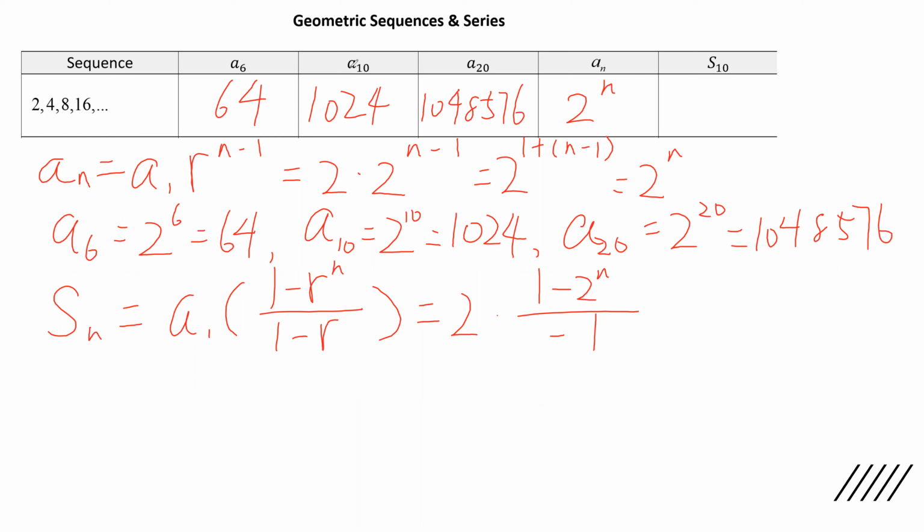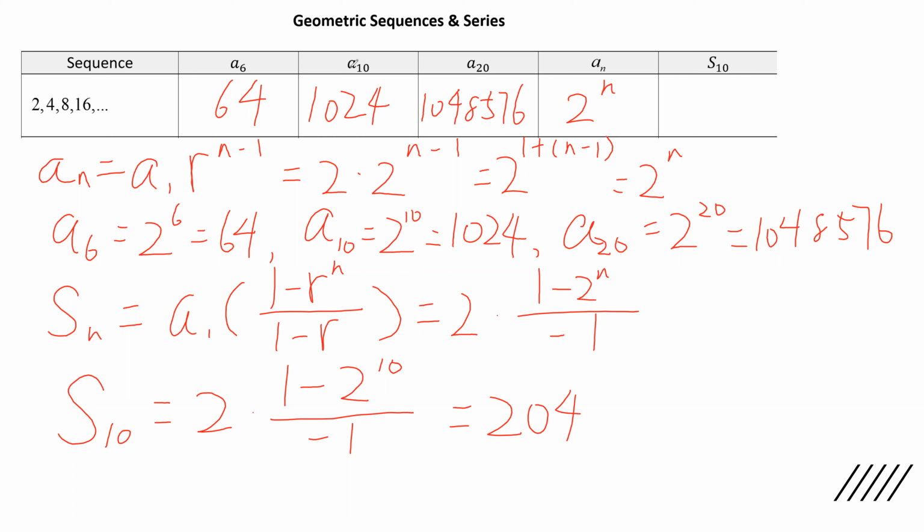Okay, so that is the general rule for finding the sum of the first n terms of this geometric sequence. So the sum of the first 10 terms of this geometric series will be 2 times 1 minus 2 to the power of n over 1 minus 2. So you plug in n with 10. So that will give you 2046.